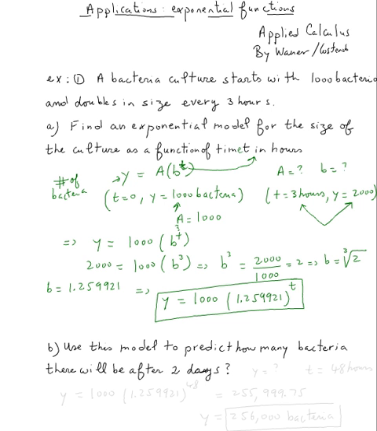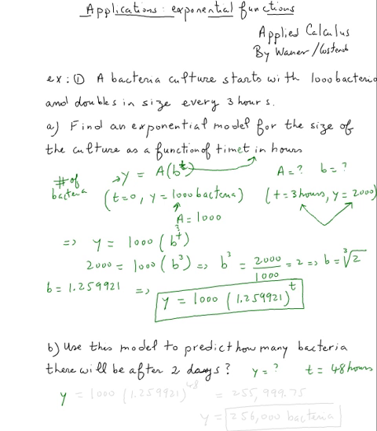Now we're going to use this equation to predict how many bacteria. In other words, we need to find the y after 2 days. 2 days means t equals what? We can't say t equals 2 because t is a number of hours, but each day has 24 hours, so t is 48 hours.